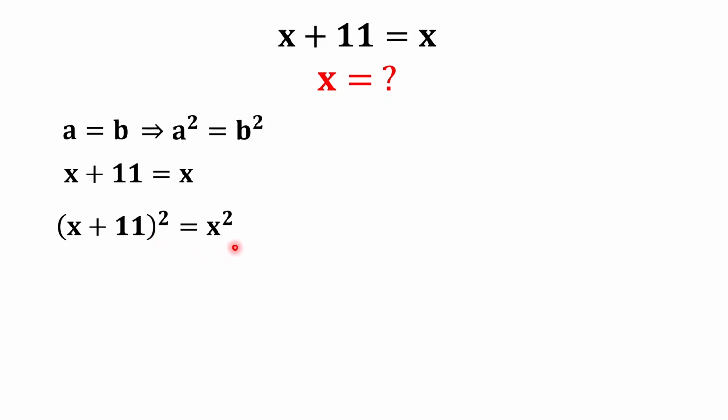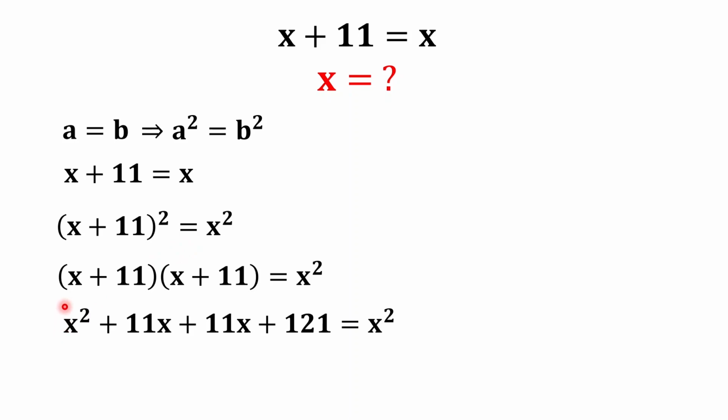squared. Now you can apply the math formula that goes like (a plus b) squared is equal to a squared plus 2 times a times b plus b squared, or we can use another formula which is this one. Let's solve it. x times x gives us x squared. x times 11, 11x, 11 times x, 11x, 11 times 11, 121. Adding 11x plus 11x, we get x squared plus 22x plus 121.